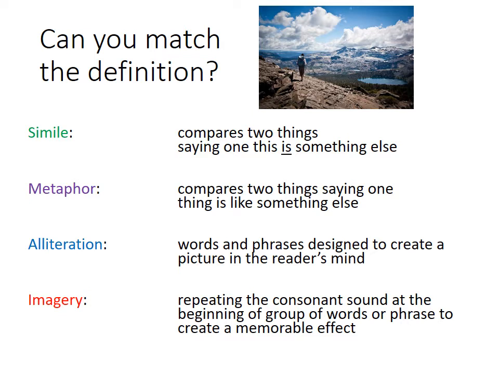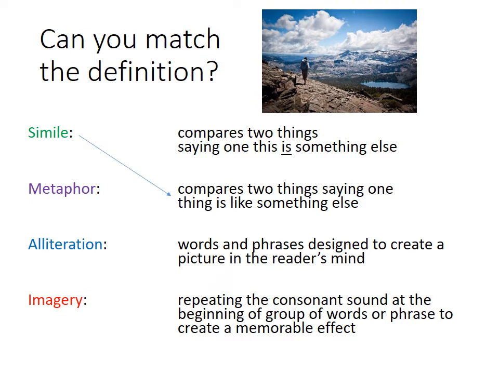Let's check then that you understand the meaning of each of these four terms. The first one is a simile, and that compares two things, saying one thing is like something else. So for instance, the room was as hot as an oven, or the room was like an oven. It's comparing the heat of an oven to the heat of the room, and it helps the reader understand how hot it felt to be inside that room.